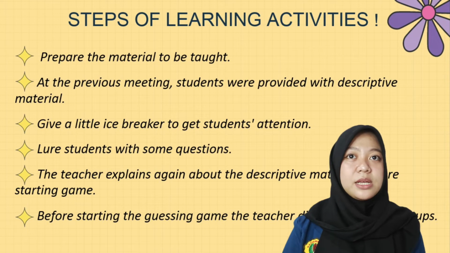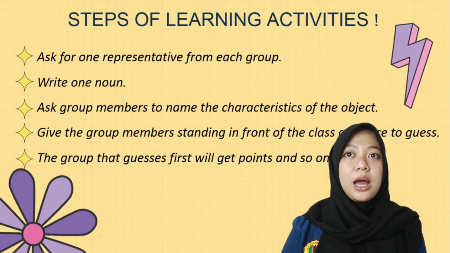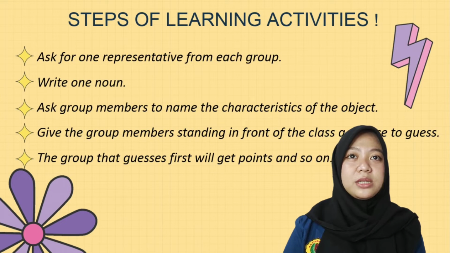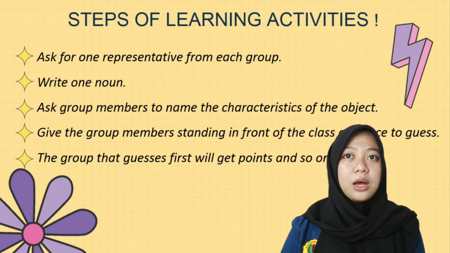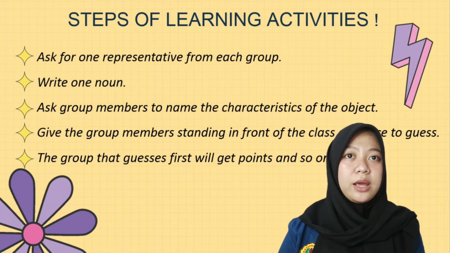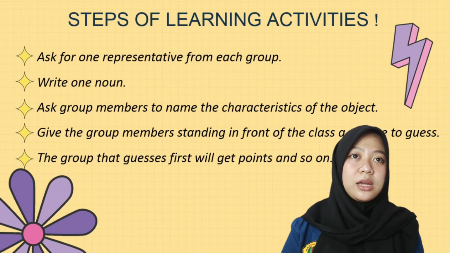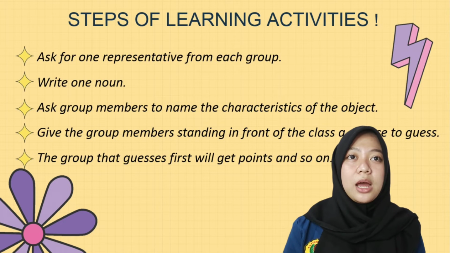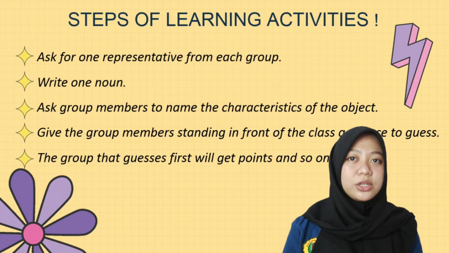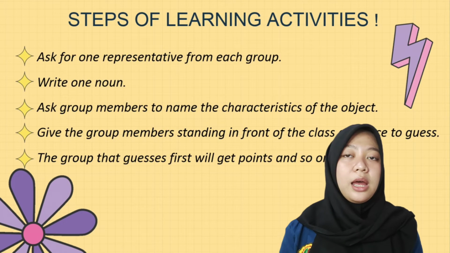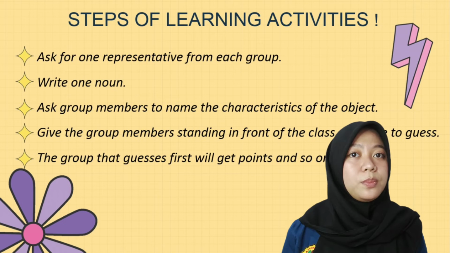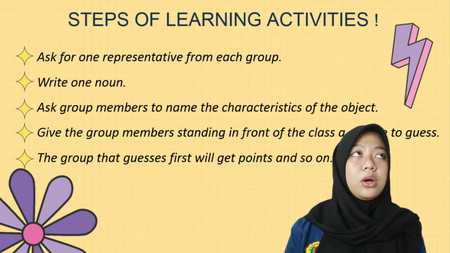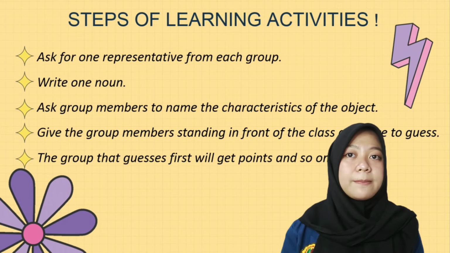Before starting the guessing game, the teacher divides the class into groups, asks for one representative from each group to write one object, asks group members to name the characteristics of the object, gives the group members standing in front of the class and changes the guys, and the last is the group that guesses first will get points and so on.